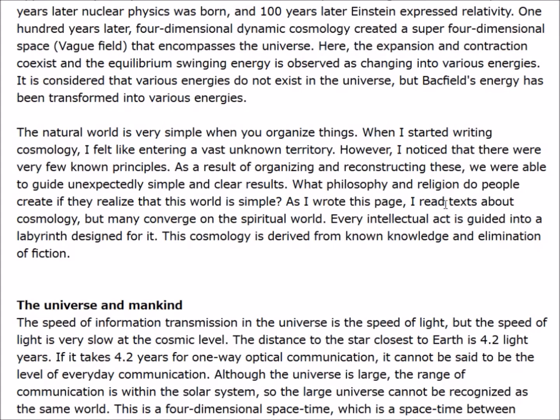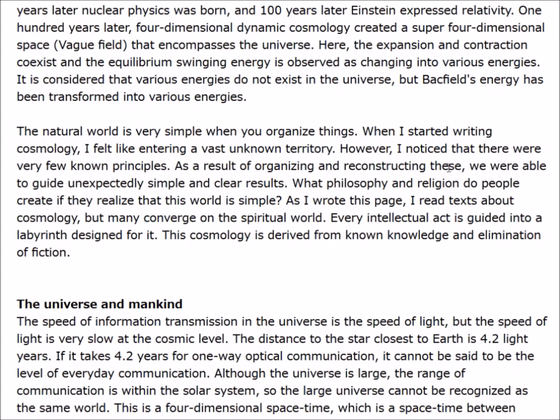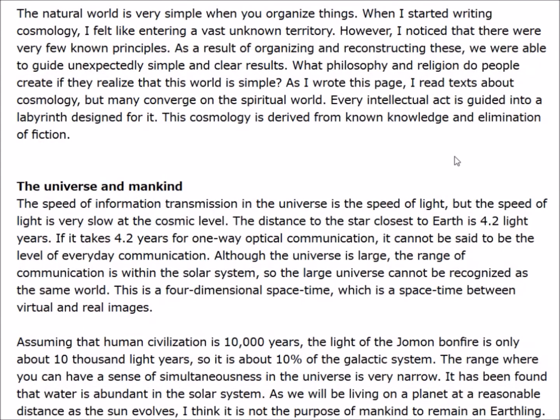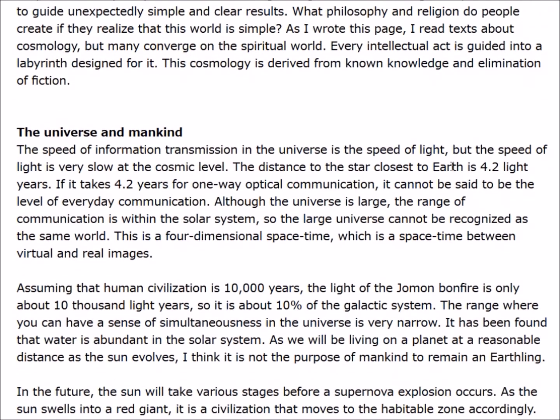Every intellectual act is guided into a labyrinth designed for it. This cosmology is derived from known knowledge and elimination of fiction.